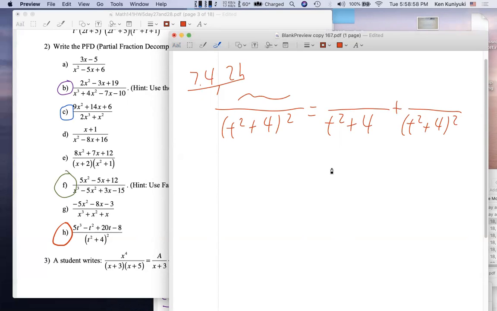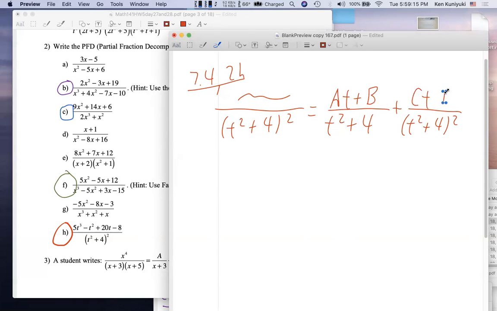AX plus B and CX plus D. Very good, very close. AT, yeah, plus. Just to keep you on your toes, right? The physics people say that we need to use T more. So, all right. And then CT plus D.